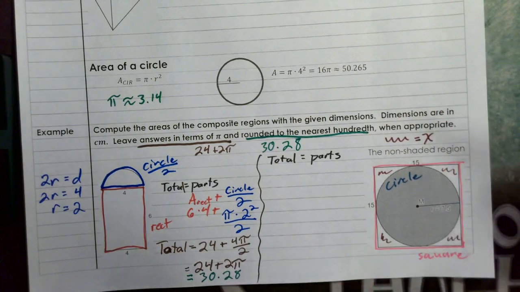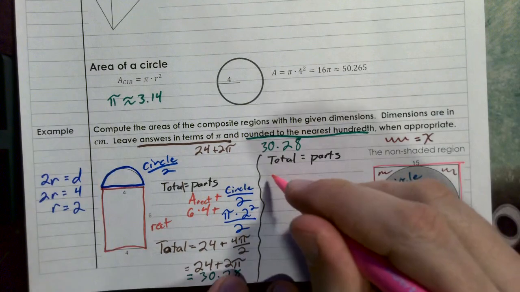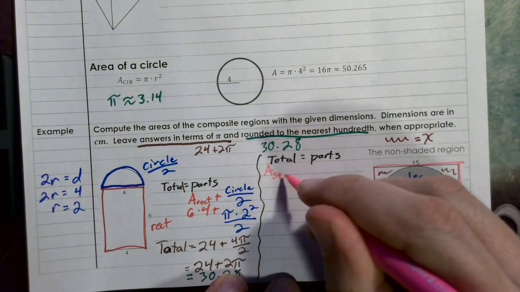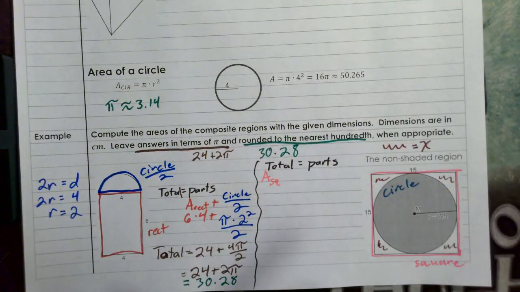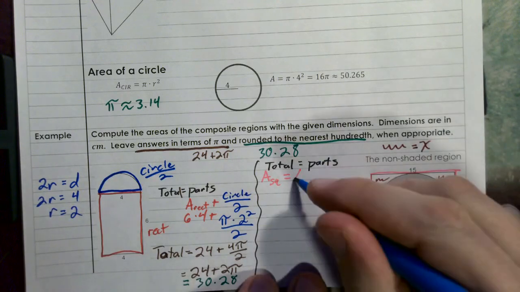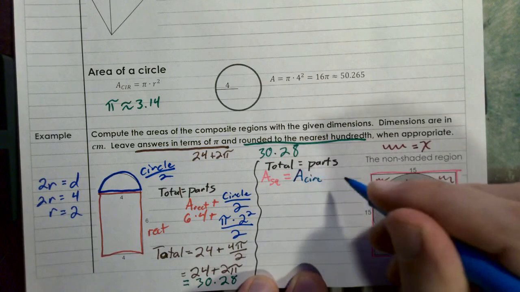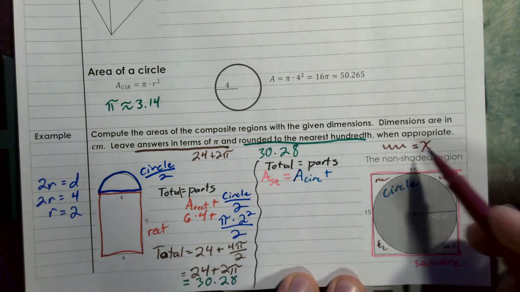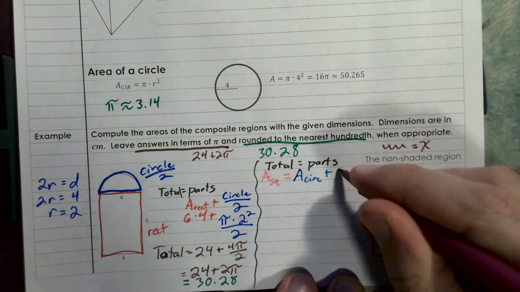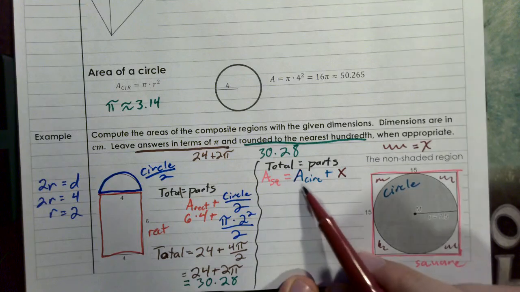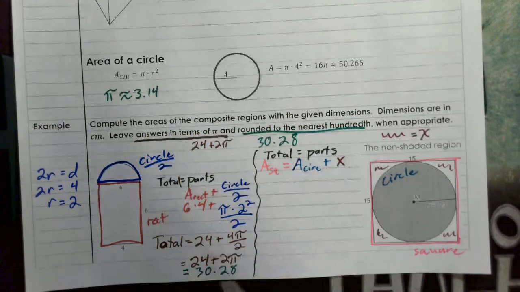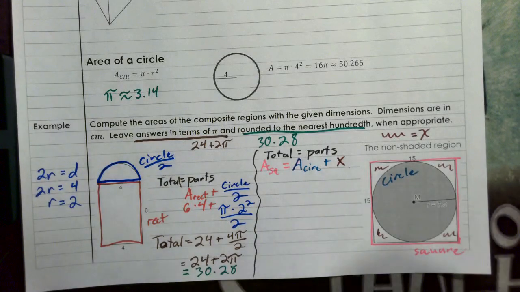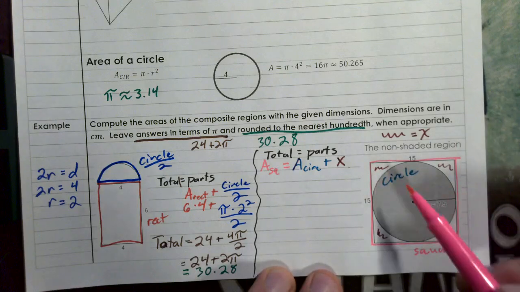So if I think about my idea of total equals parts, we've got the area of a square. That should be equal to the two parts, which is the area of our circle, plus whatever our unshaded region is, all these little squiggles out here. And we said that unshaded region we're going to call X. So the area of our square should equal the area of our circle plus whatever X is. We can solve for X. Zing zadang, we got the area of the non-shaded region.